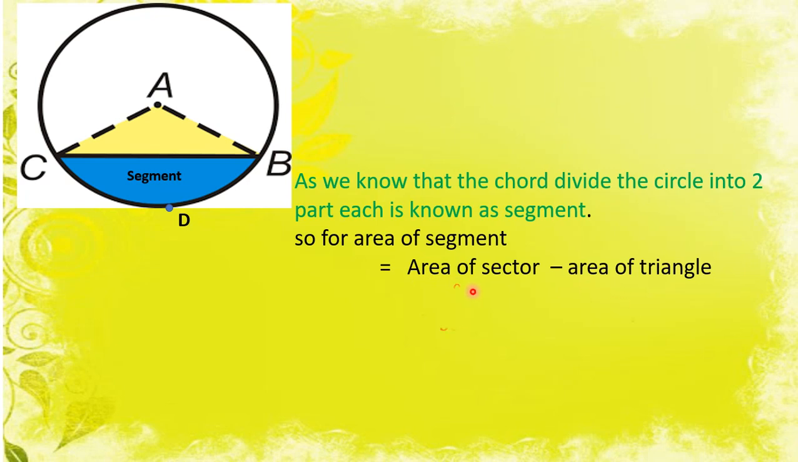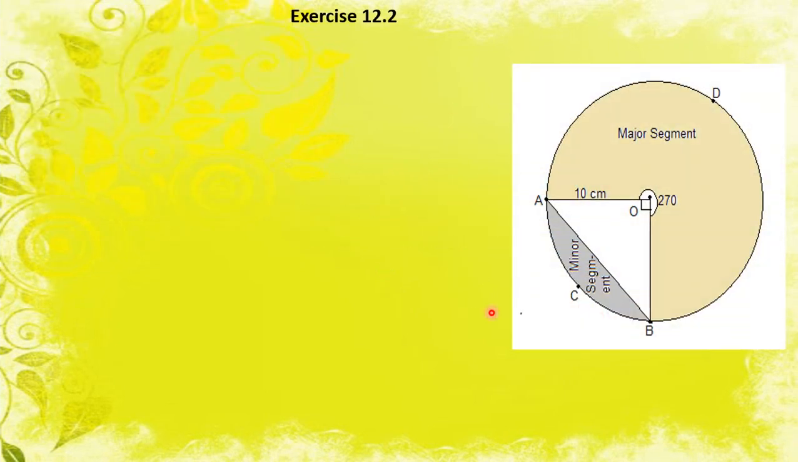And the area of sector formula we know is theta upon 360 degree into pi r square, and the area of triangle we have to find for the particular problems. So in this way we can find the area of the segment also. So we have three formulas here. Area of sector is theta upon 360 degree into pi r square, length of arc is theta upon 360 degree into 2 pi r, and area of sector minus area of triangle becomes the area of the segment. So let's apply these formulas in a problem.